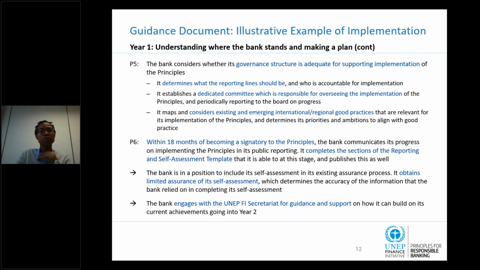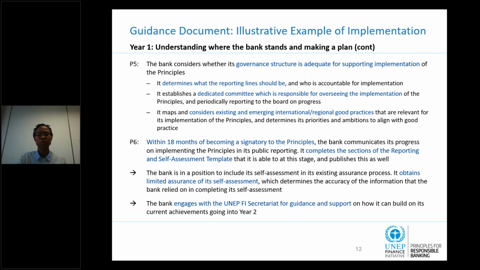As Marius already indicated, within 18 months of becoming a signatory to the principles, the bank communicates its progress on implementing the principles in its public reporting. So in your annual report or integrated report, it completes the sections of the reporting and self-assessment template, and that was indicated as one of the key documents for the principles of responsible banking.